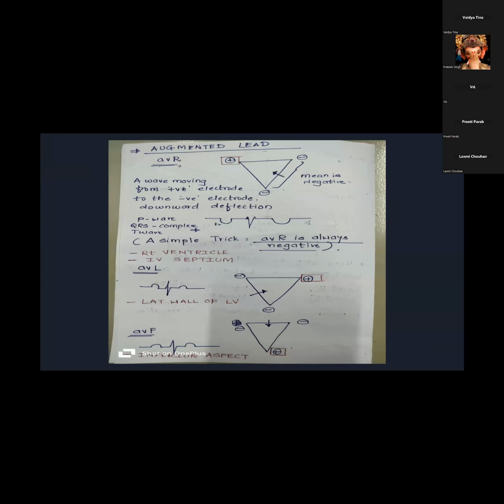Okay. Now coming to AVF. If AVF is the positively charged electrode, then the negative part will be the mean potential difference between right arm and left arm. So the current here will be traveling from the negatively charged electrode towards the positively charged electrode. That is why AVF will always be positive in the ECG. AVF represents the inferior aspect of the heart. Okay. Just keep in mind what these leads respectively represent.